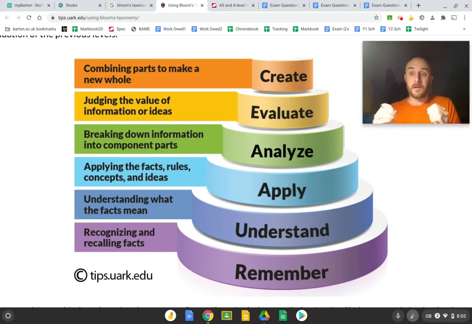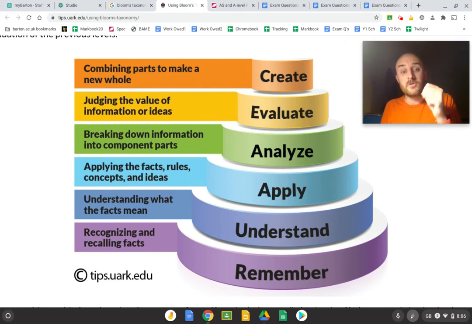And here's the important thing about AO2, AO3: AO2, AO3 cannot be done without AO1. You cannot apply what you don't understand. You cannot evaluate what you don't understand. So AO1 is the easiest. It probably is the most important, because without AO1 you can't do AO2, AO3.